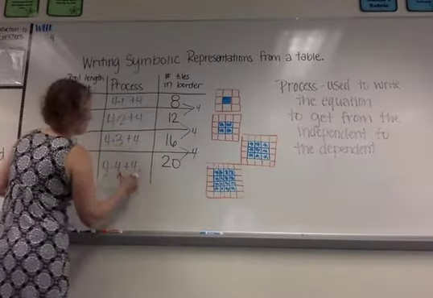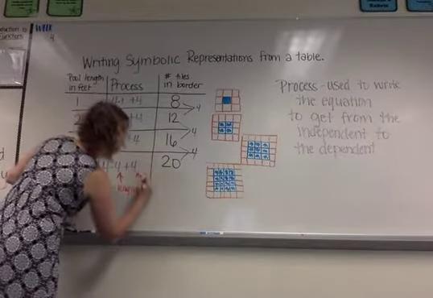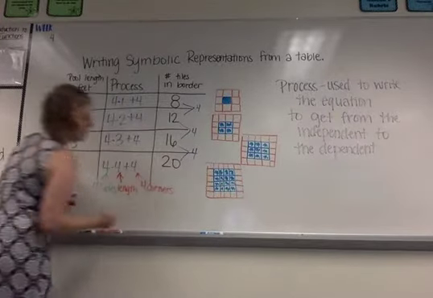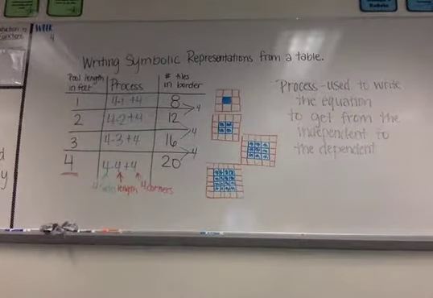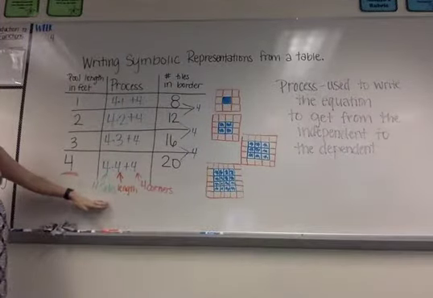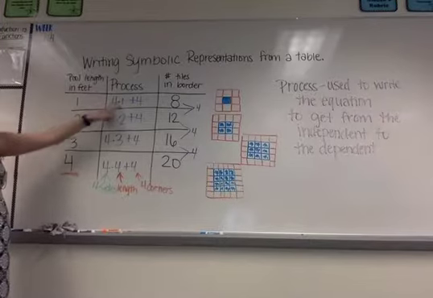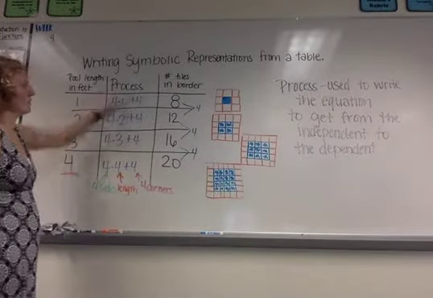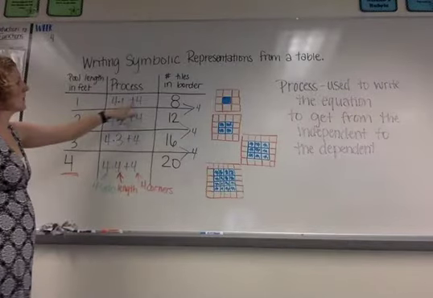And then the plus 4 came from the 4 corners. So when you look at this table, or when you look at the process column, you always want to do 4 times or some number times the input plus whatever will give you your equation.